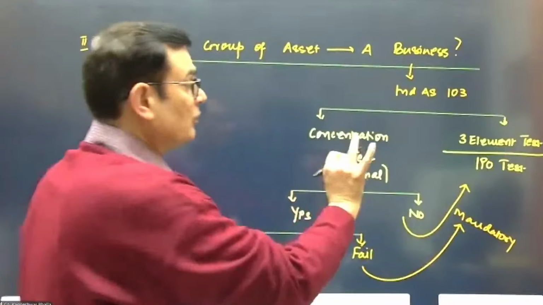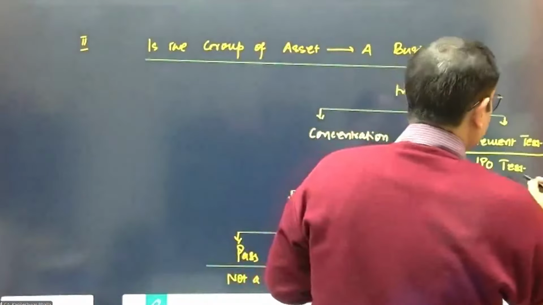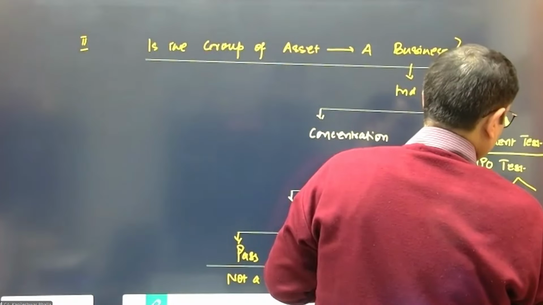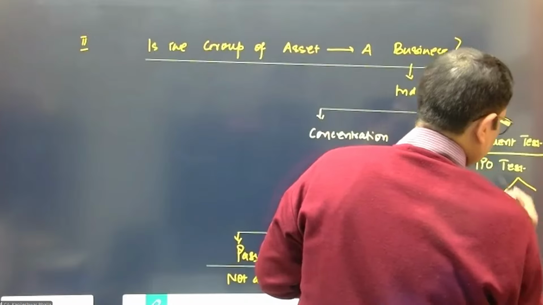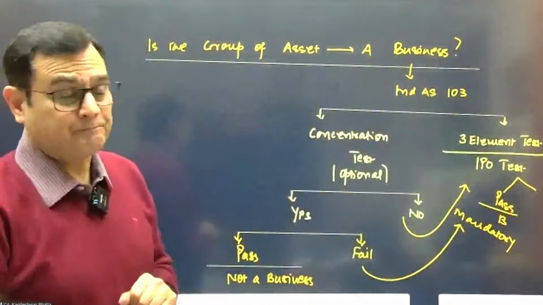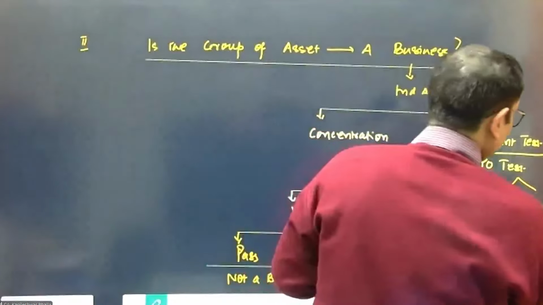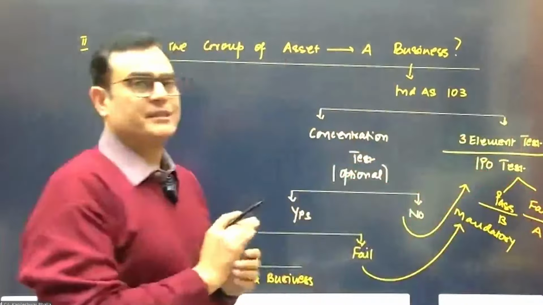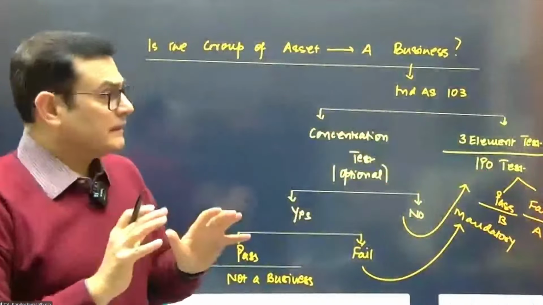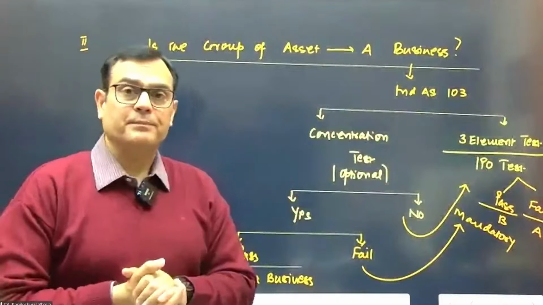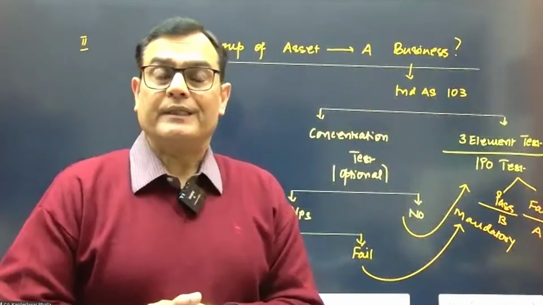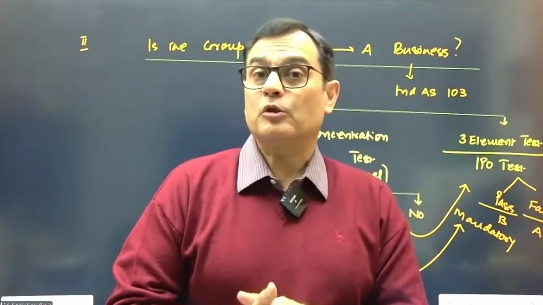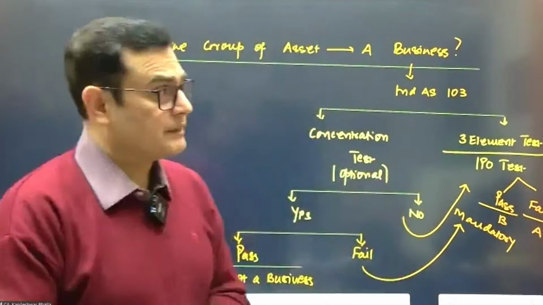Okay, then when you look at the IPO test, if you pass this particular test, you reach a conclusion that it's a business. I'm putting it as B. And if you fail this particular test, then it is supposed to be an asset acquisition. I'm putting it as A. So this is what you need to remember in step number 2, that there are 2 tests, an optional concentration test and a 3-element, or what we call the IPO test.